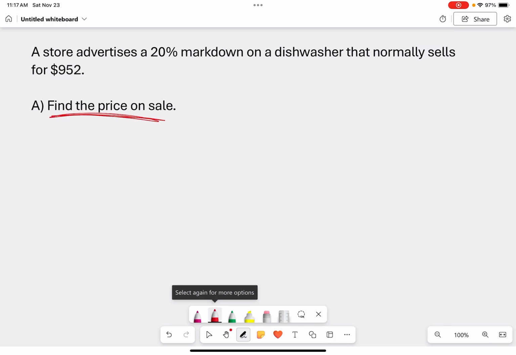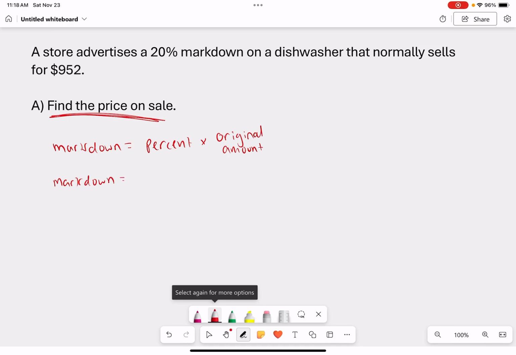But we don't know what the markdown is. That is what we're going to have to look for first. So we're going to go ahead and write down the markdown equation. Markdown is equal to percent times the original amount. Okay. Now, obviously, we don't have the markdown yet, so we're going to go ahead and rewrite markdown.